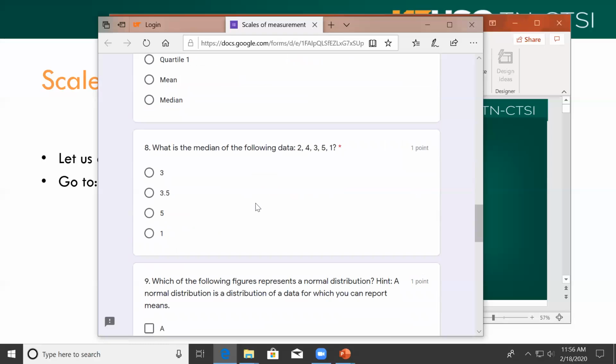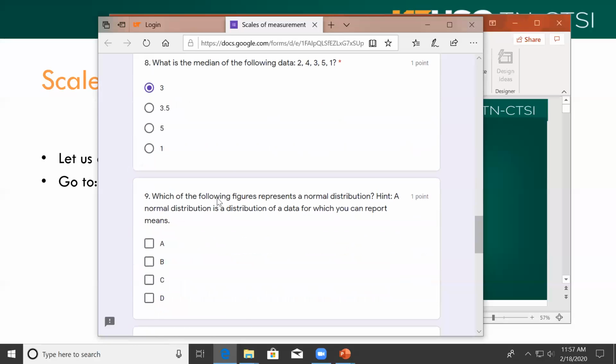What is the median for 1, 2, 3, 4, 5? How many numbers do we have? Five. So the median is 3.